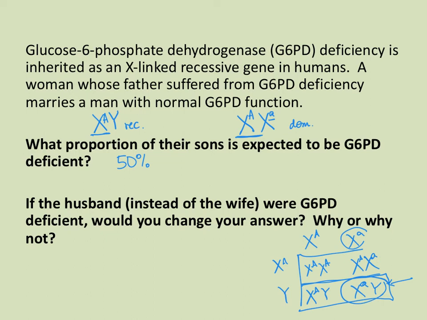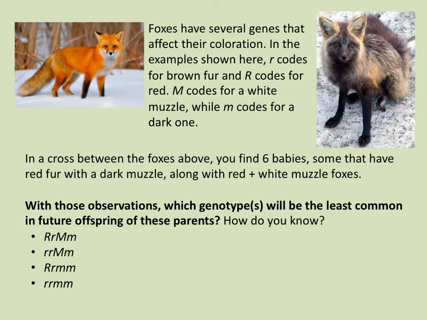Now, if it were the husband instead of the wife having G6PD deficiency, you would want to change your answer, because note that none of the sons inherit an X chromosome from their dad. If it's the dad who is recessive for this mutation, the sons only receive a Y from their dad, so they're never going to inherit the mutation from their dad in this case. Terrific. So we'll talk more about sex linkage in future videos.